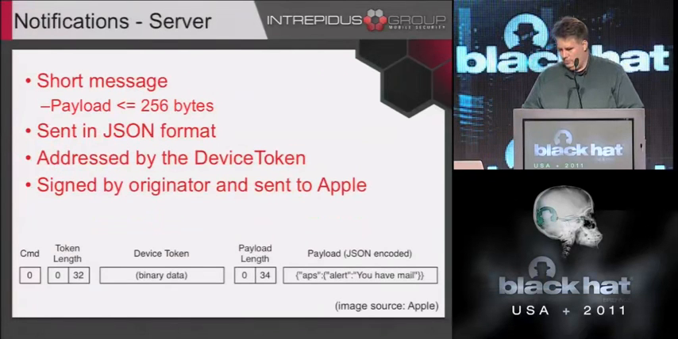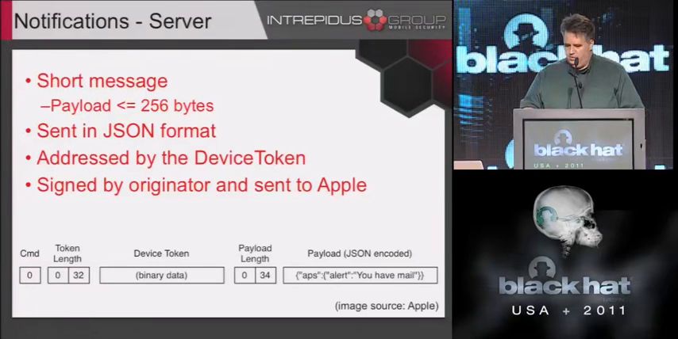So here's what the push notification payload looks like. It's a very short message. The payload has to be 256 bytes or less. And the payload is sent in JSON format. And you can see down at the bottom there, we've got a breakdown of what it all looks like.